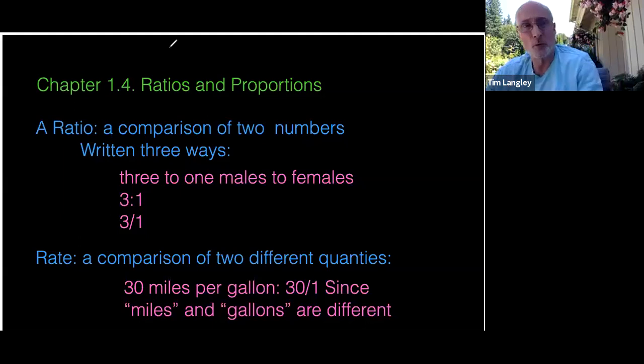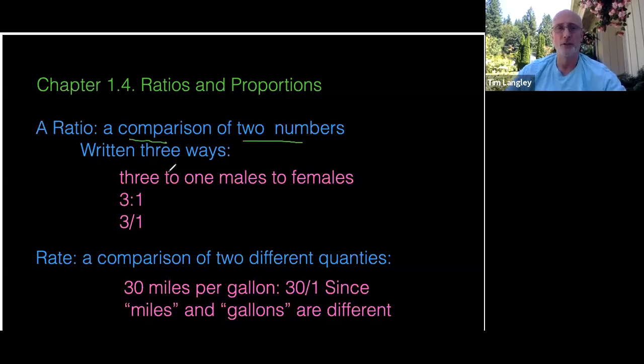So chapter 1.4 is ratios and proportions. And so I've got a couple of definitions I want you to write down. A ratio here, something that is called a ratio, is a comparison of two numbers, and it's written in three different ways. Okay, so that's what it is. It's a comparison here of two different numbers.